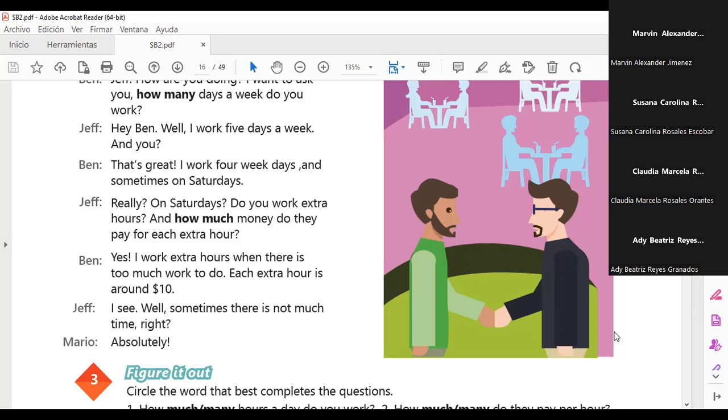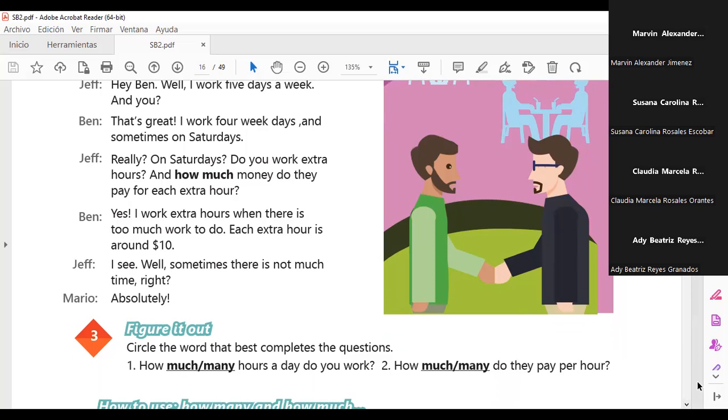This is very private, I guess. But if you don't mind, I ask you. Okay, guys, now based on the conversation, we are going to answer these two questions. The same as yesterday, right? What you are going to do is choose which one is correct, much or many. How many hours a day do you work? And number two, how much do they pay per hour, or how many do they pay per hour? How many? How many?